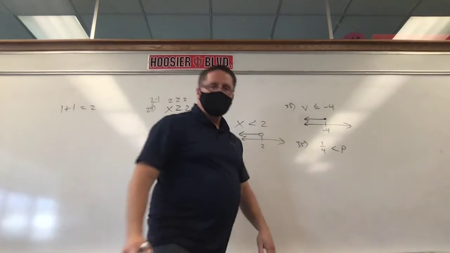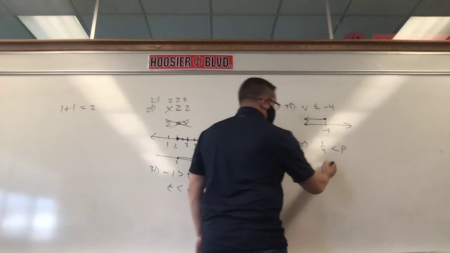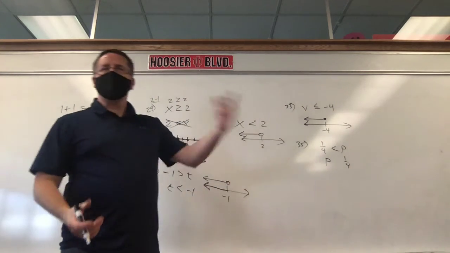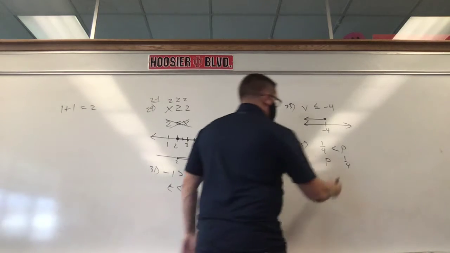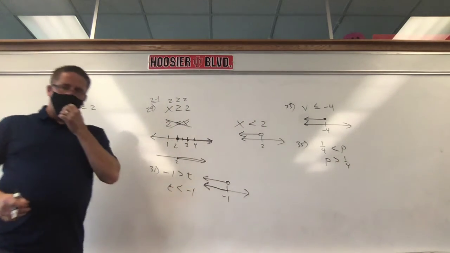Okay, we like the way that one's written? I don't either. Okay, so we're going to put P here and 1/4 here. We just switch everything. The left side goes on the right, the right side goes on the left, and what else do we do? Flip the inequality symbol around. Why do we like that better? Because P's on the left.